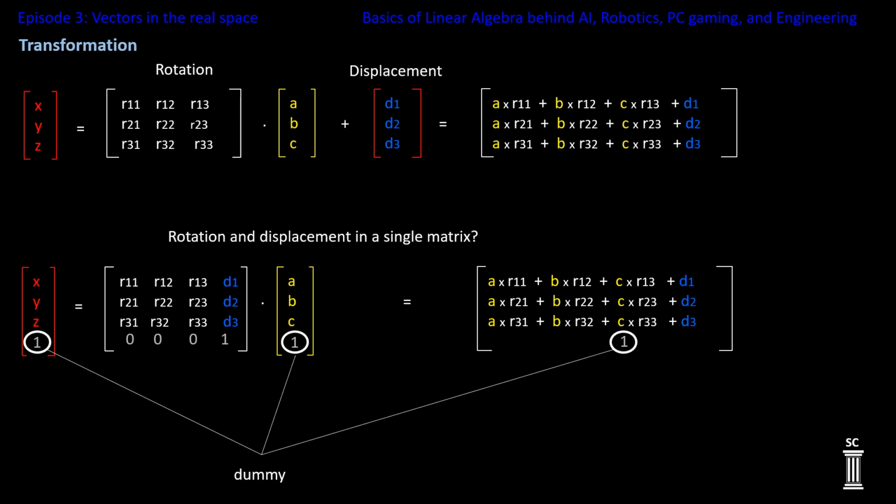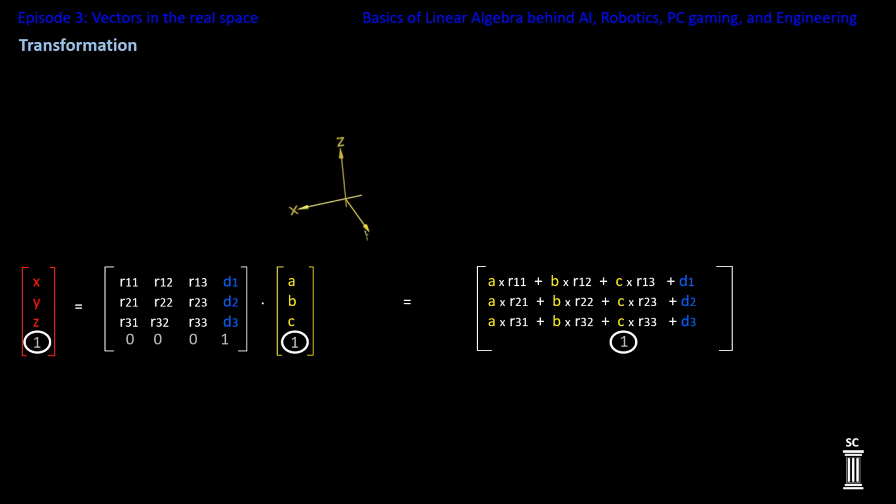Now, I can imagine that you're puzzled. Why on earth would we want to do all this? Why do we want to jam both rotation and displacement into a single matrix? Well, there's a reason for that.